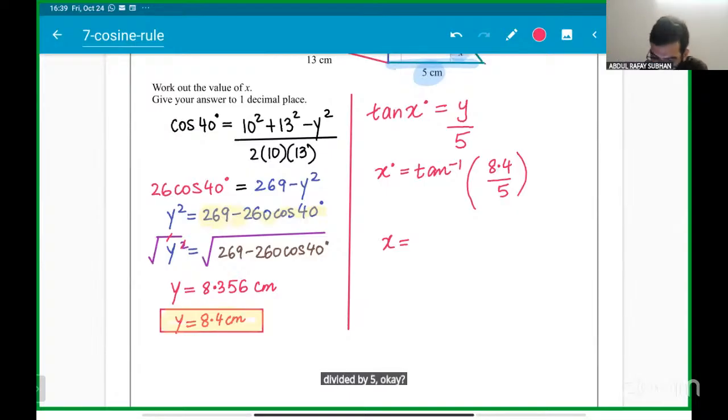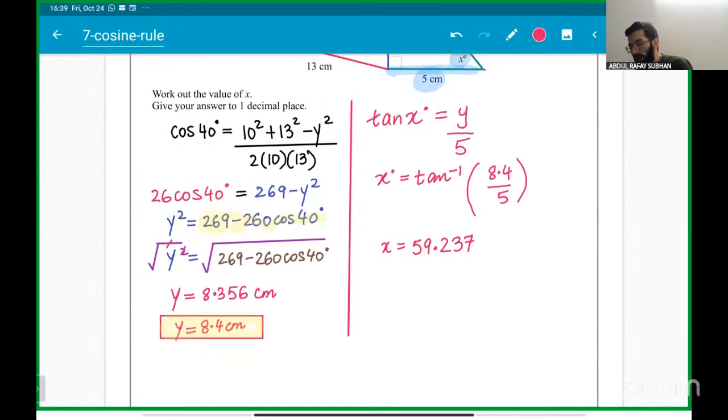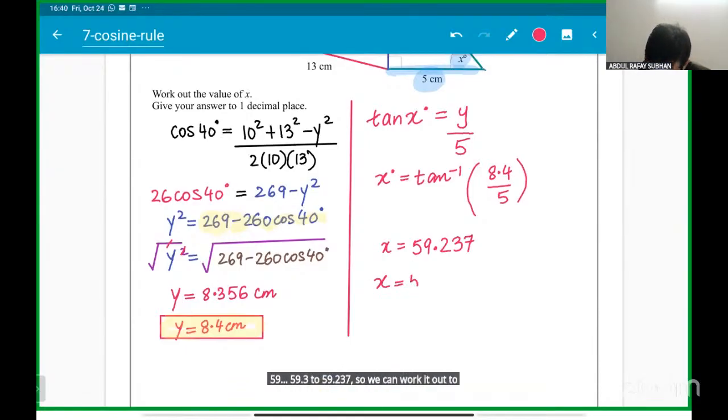So that will be x is equal to 59.237. We can work it out to one decimal place. That will be 59.2. That should be the x degrees angle. Okay, is everyone getting it? Following?